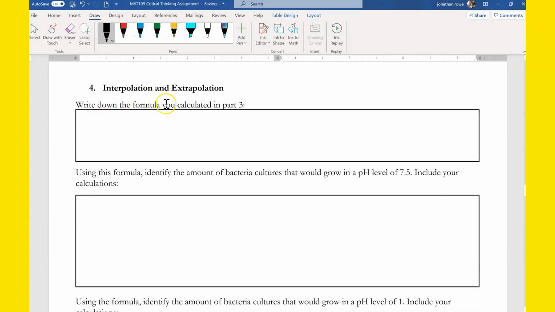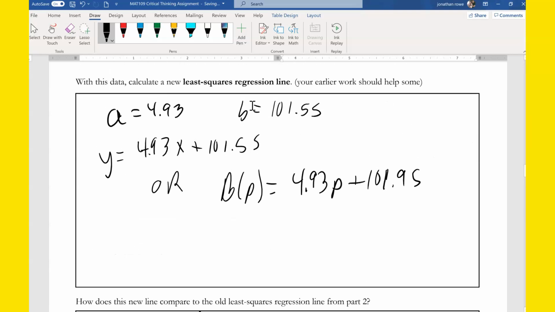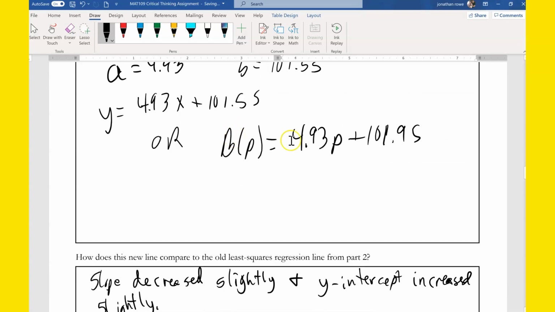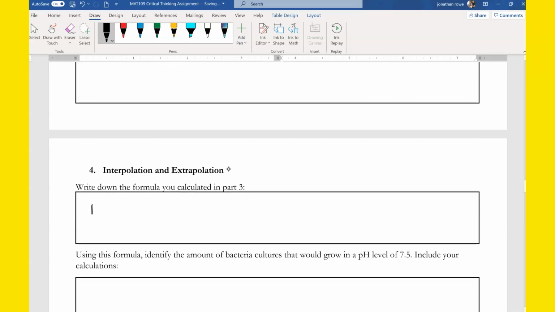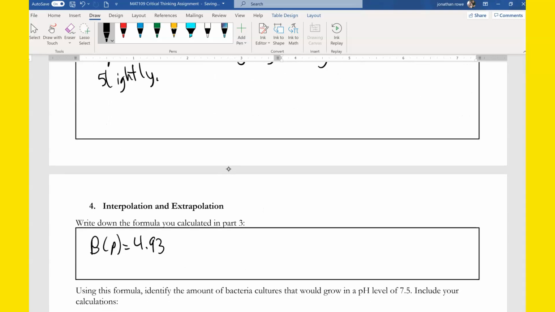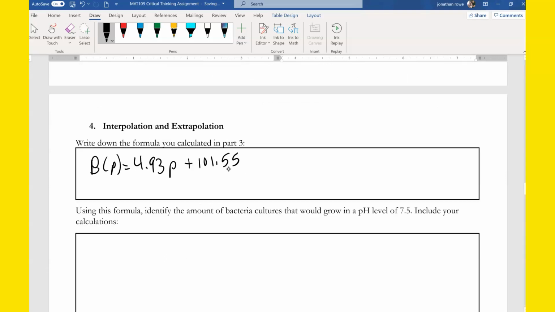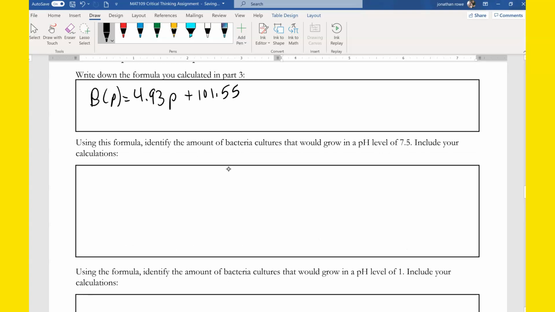All right, write down the formula you calculated in part 3. Okay. So that means I'm just writing that down again, which seems kind of odd to do, but okay. B of P equals 4.93P plus 101.55. Using this formula, identify the amount of bacteria cultures that would grow in a pH level of 7.5.